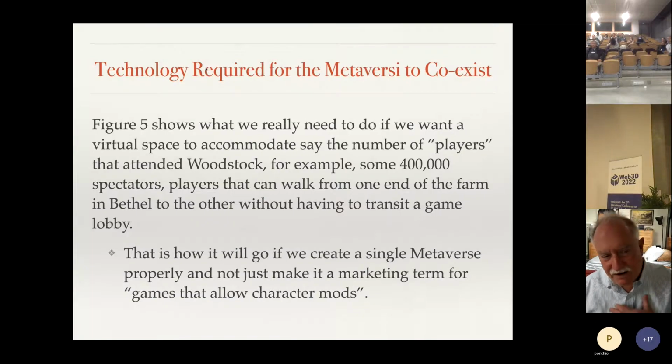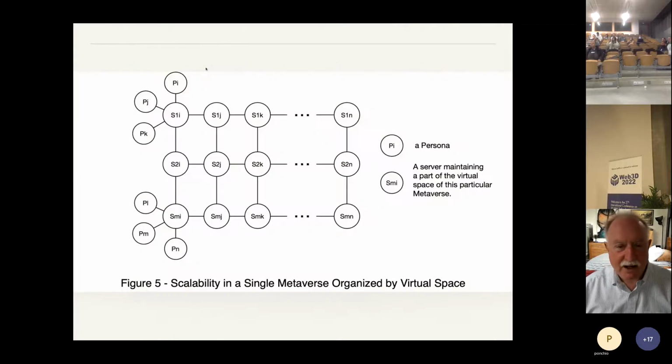And the next, figure 5, shows what we really need to do if we want a virtual space to accommodate, say, the number of players that attended Woodstock. For example, say 400,000 spectators, players that can walk from one end of the farm in Bethel to the other without having to transit a game lobby. That's how it will go if we create a single metaverse properly and not just make it a marketing term for games that allow character mods, which is my serious comment right now.